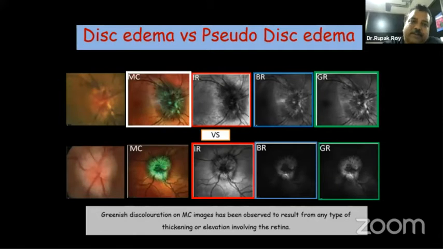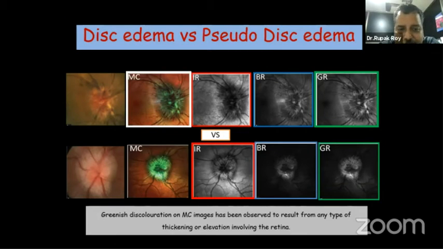It is very useful in differentiating true disc edema from false disc edema. This is a case of optic nerve head drusen, where you see a greenish discoloration around the disc, but the margins are well demarcated. There is no spillover of this green lesion into the adjacent orangish retina. On the other hand, this is a case of true disc edema, where the contour of the greenish elevation is irregular, and there is extension of this greenish margin into the adjacent retina.